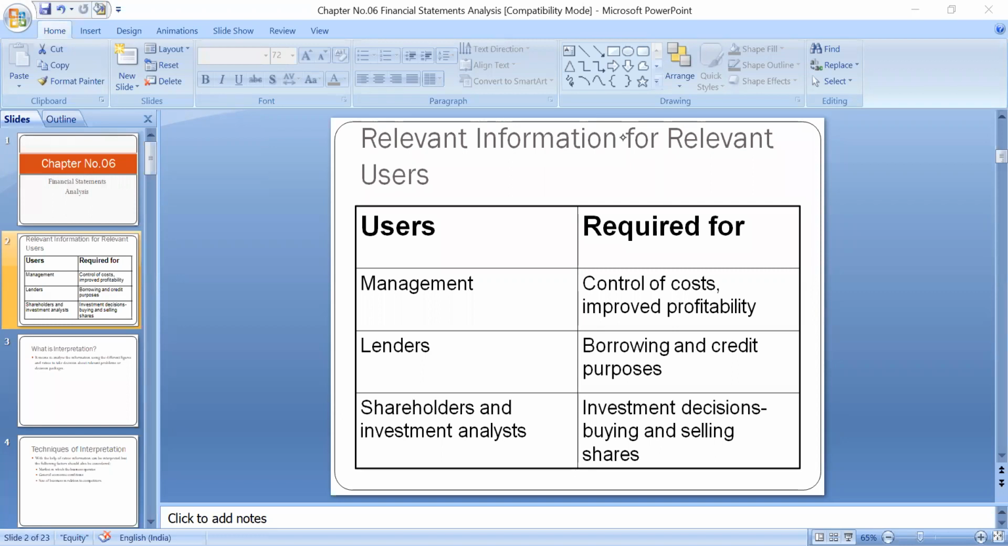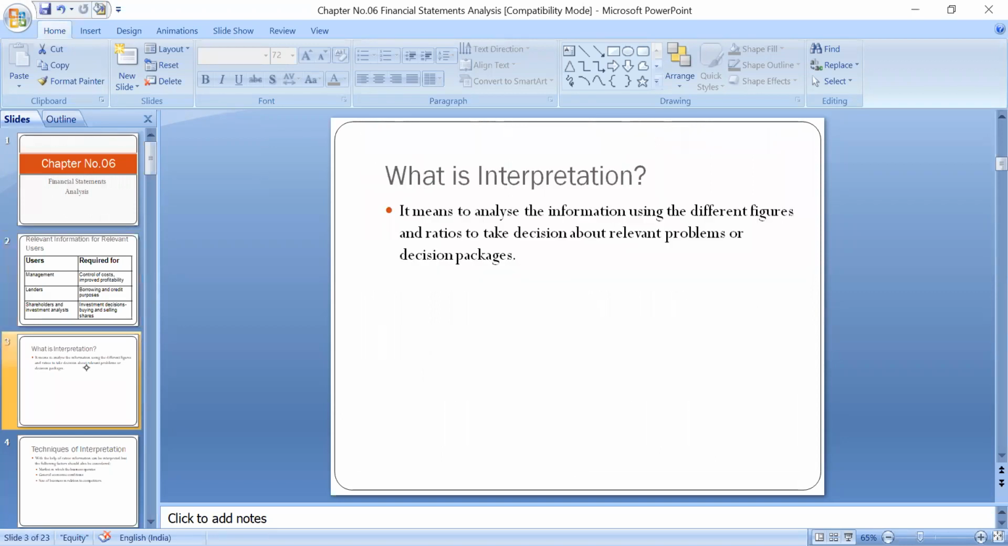So what is interpretation? Interpretation means to analyze the information using different figures and ratios to take a decision about the relevant problems or decision packages. We will use some specific ratios, and with the help of these ratios we will analyze the financial statements of an organization to reach a decision. Should they make an investment in this company? Should they extend a loan to this company?